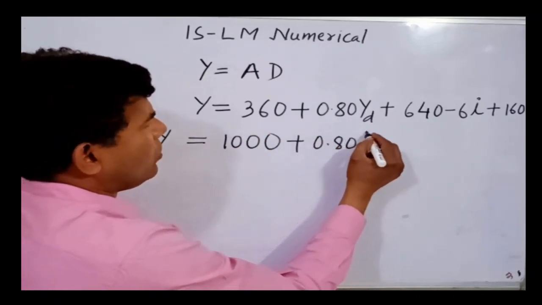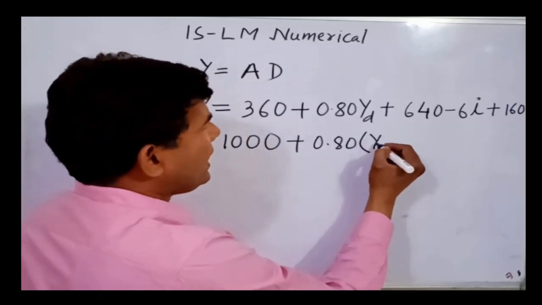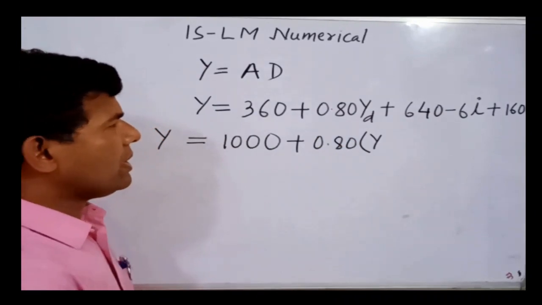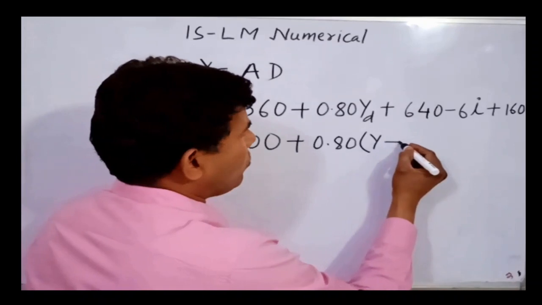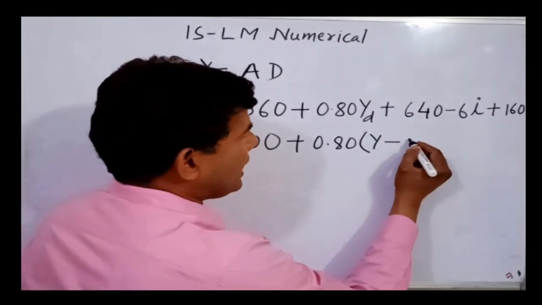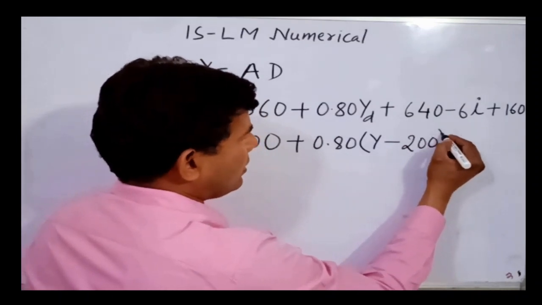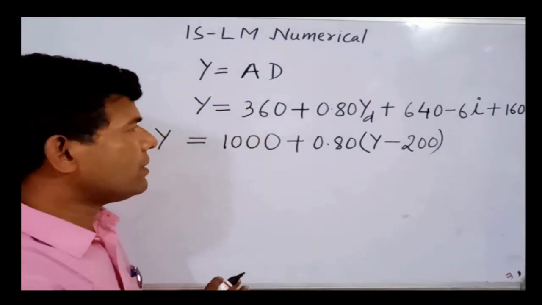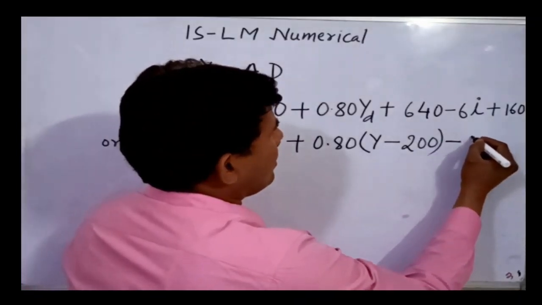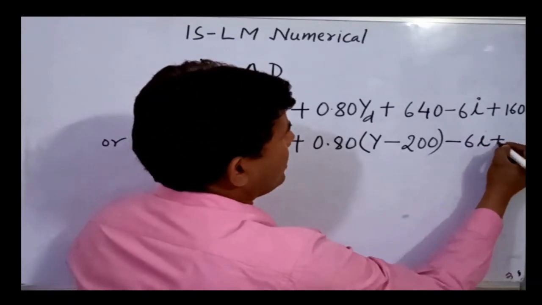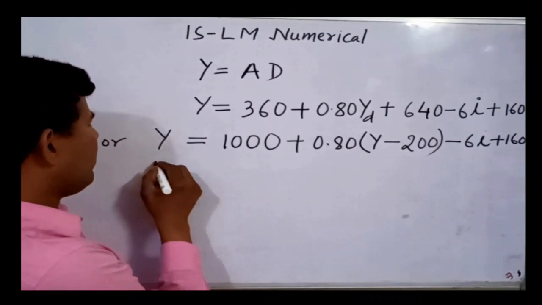0.80. What is YD? YD is Y minus T, as you have seen in the question. And what is the value of T? The value of T is 200 minus 6I plus 160, right? Now we solve it.